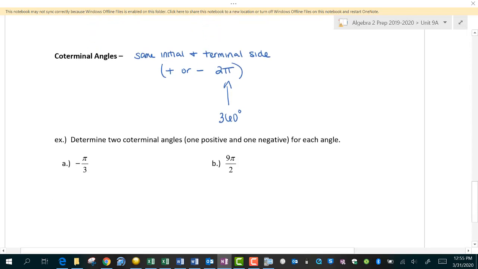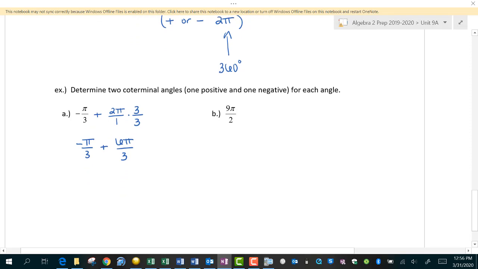So for example, part A below, if I have negative pi over 3, I'm going to find a positive coterminal angle by adding 2 pi. Now, the thing about adding fractions is I need a common denominator. So I'm going to put this over 1. Because I only have 3 in my denominator so far, that would be my common denominator. So I multiply by 3 over 3, so I end up with negative pi over 3 plus 6 pi over 3. I add those together to get 5 pi over 3.